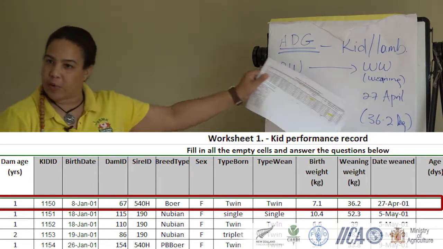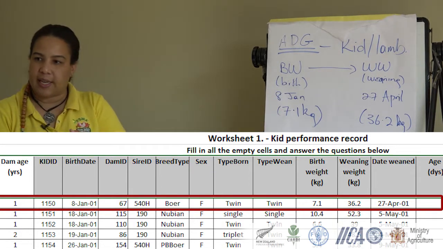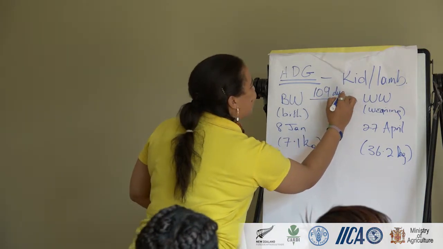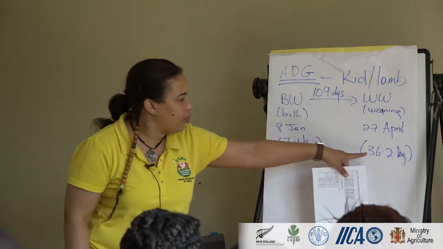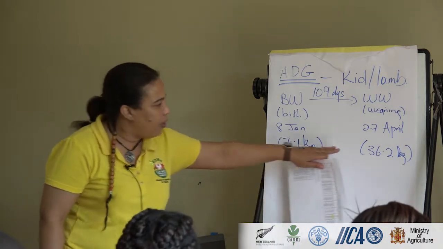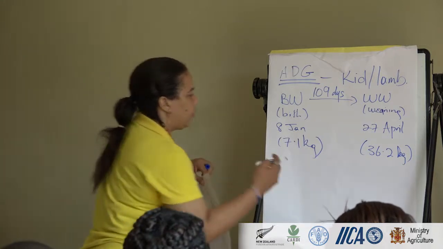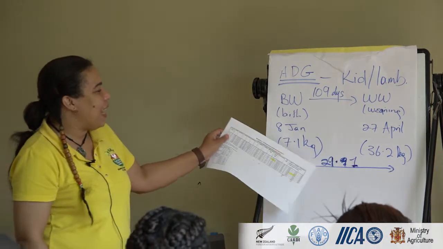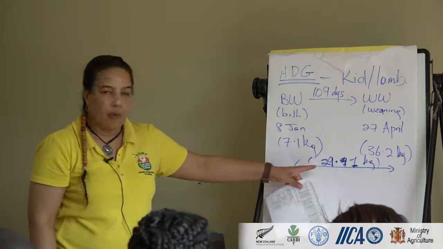So we know when it was born and when it was weaned. Now from January to April, how many days did it take from being born to being weaned? It took 109 days for the animal to move from this weight to this weight. So how much did it actually gain? From 7.1 to 36.2, how much is that? It gained 29.1 kilograms. So this is the amount of weight it gained.